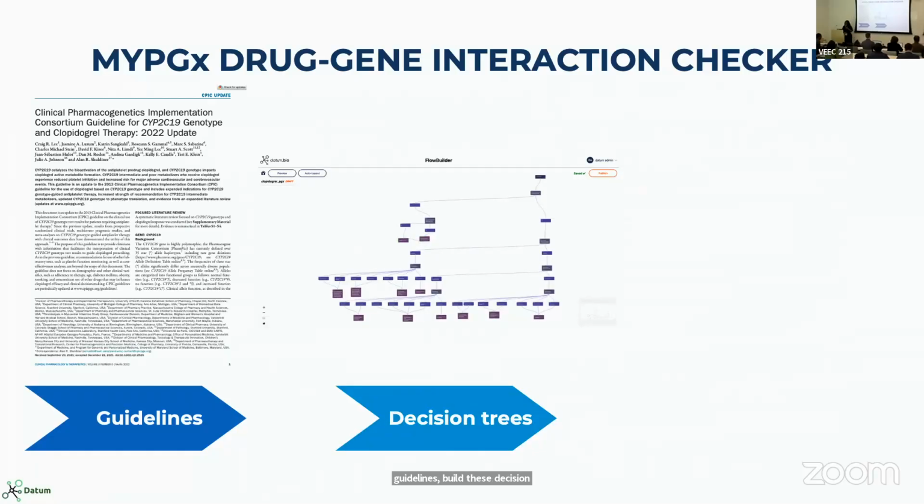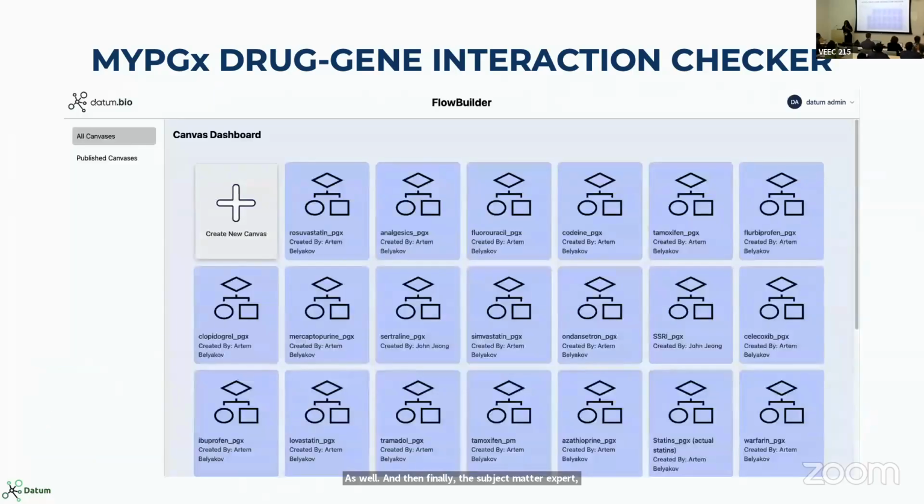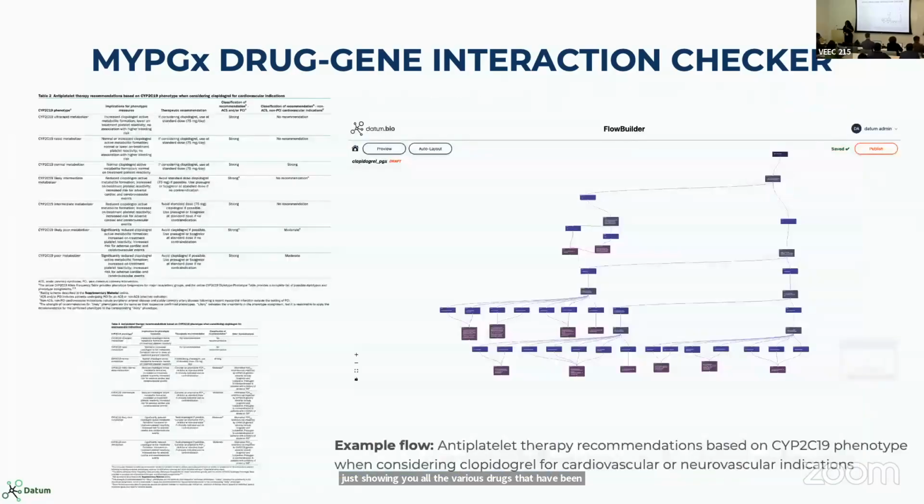So this is just to show that we use the guidelines to build these decision trees, which are clinician vetted. So every tree that is built, either automatically from the guidelines through APIs or manually, because we have some fellows working on this project as well. And then finally, the subject matter expert vets it and publishes it, which then goes to the website. So we have a lot of these flows built already. This is just showing you all the various drugs that have been built on the back end with the flow builder. And then this is also the interaction checker.